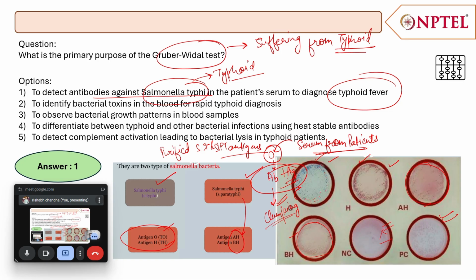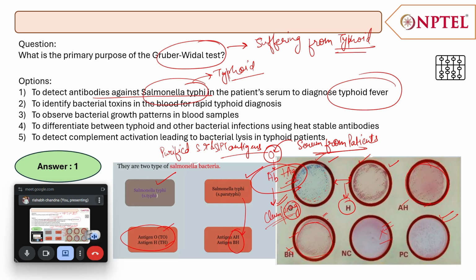Okay, so if the patient is positive for typhoid, then the antibodies will be produced in the sample and will bind to these antigens. If these clumps are there, for example, if O and H show the clumps, then these are affected by Salmonella typhi. AH and BH do not show any clumps, so they are unaffected by the Salmonella typhi, but Salmonella paratyphi.